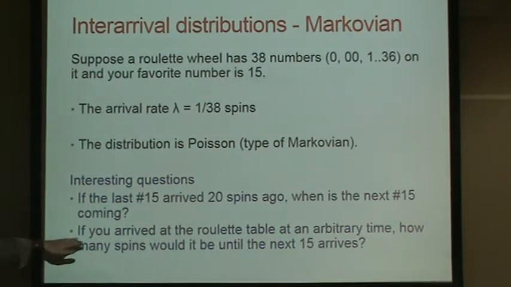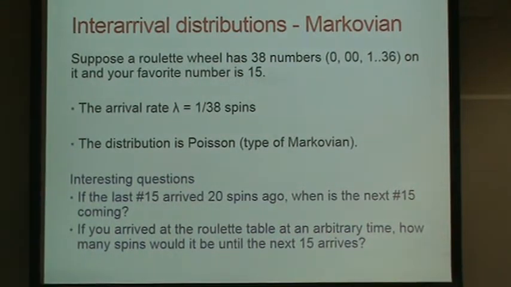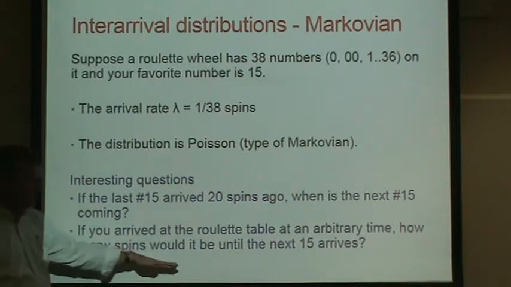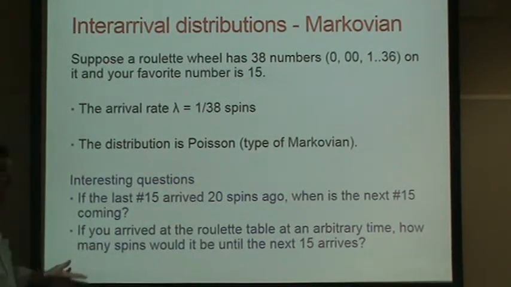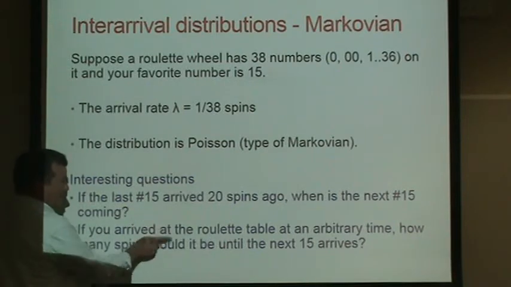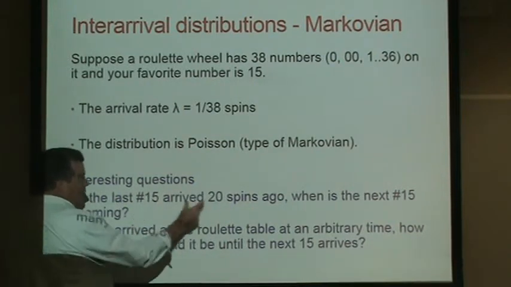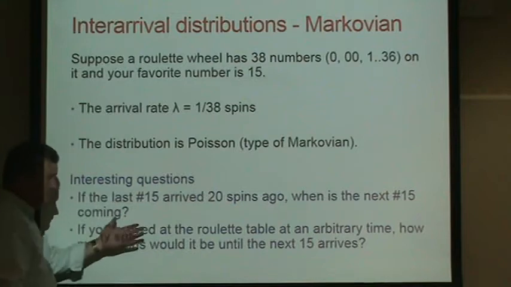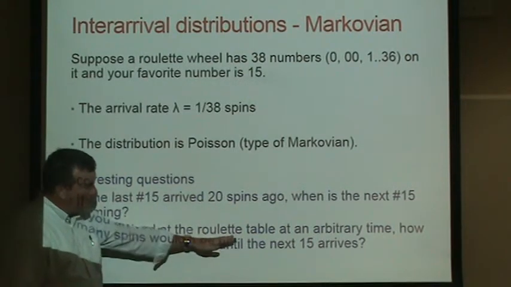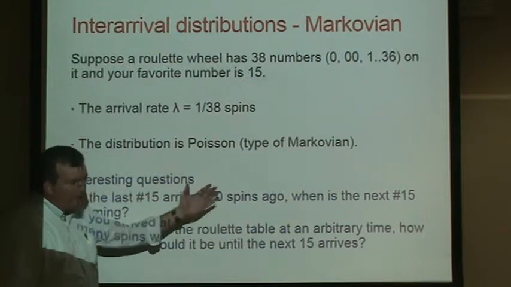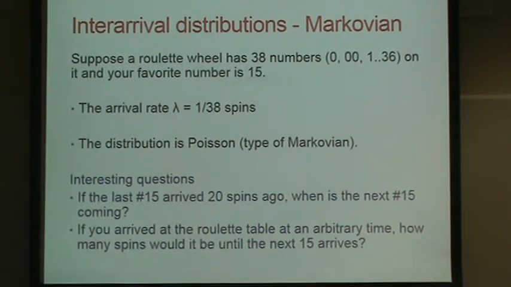So let's see, if you arrived at the roulette wheel at an arbitrary point in time, how many spins would it take until the next 15 shows up? Well, that's actually the same question. These two questions are actually the same. If it's been 20 spins since the last one and you show up, how long would you expect to wait till the next one? And if you showed up at a random time, when would the next one be? The answers would actually be the same.